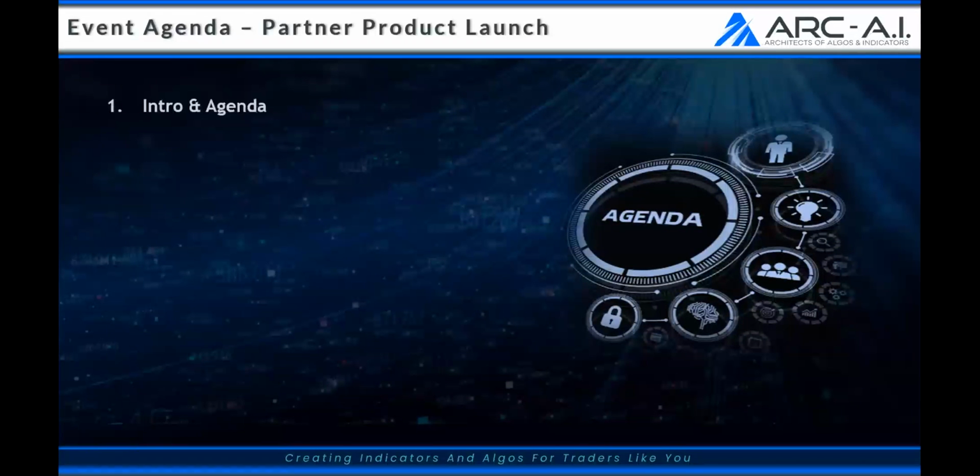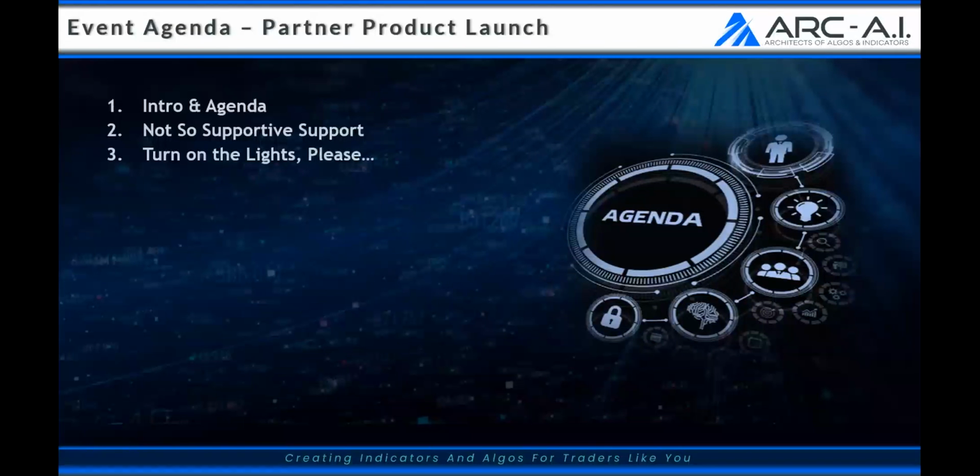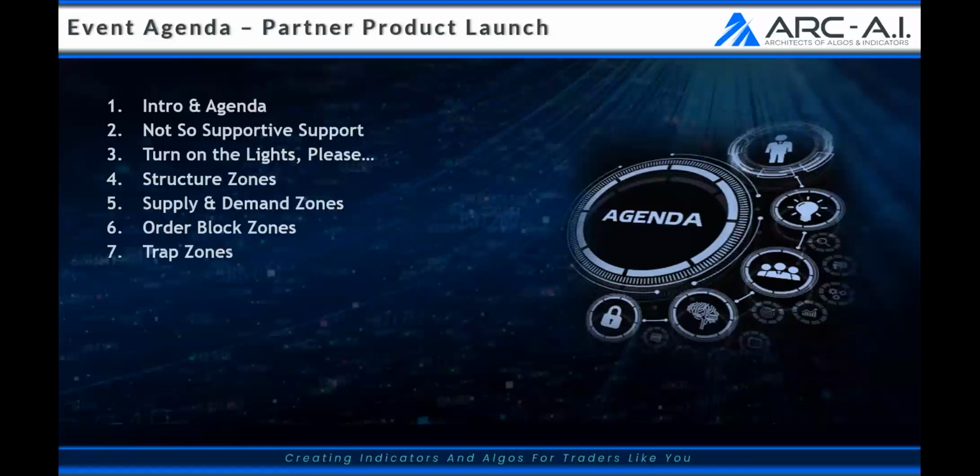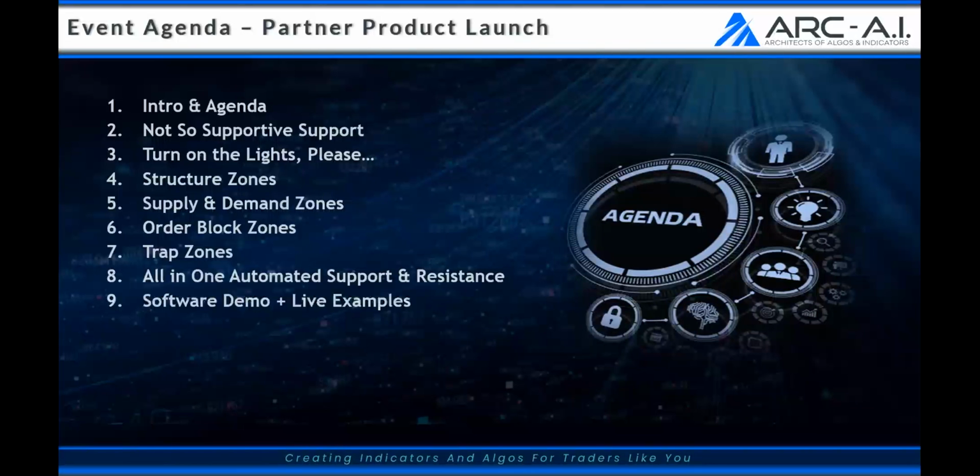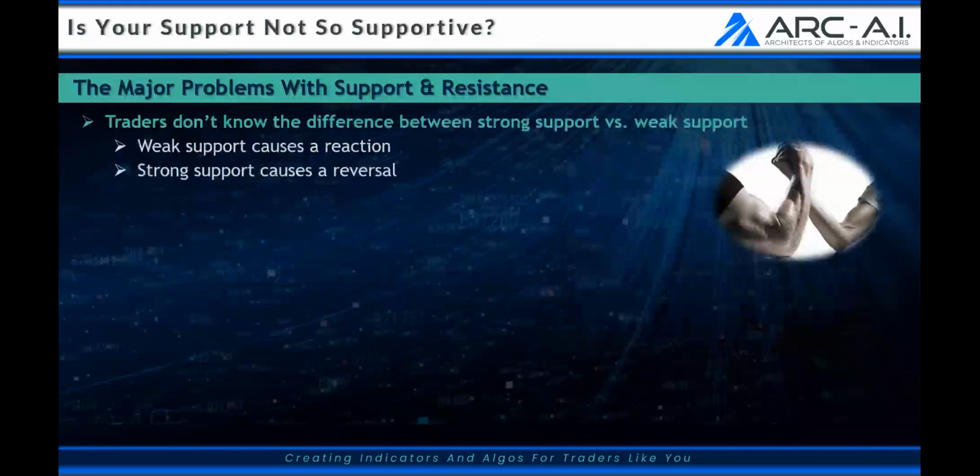So first we'll do a quick agenda. Of course, that's where we're at. Talk about support that's not so supportive. And then we're going to turn on the lights, look at structure zones, supply and demand zones, order block zones, trap zones, all in one automated support and resistance. We have a tool that does all of the above for you. Software demo, live examples, special pricing, of course, because you've joined us. We'll make it worth your while, and then we'll do some Q&A.